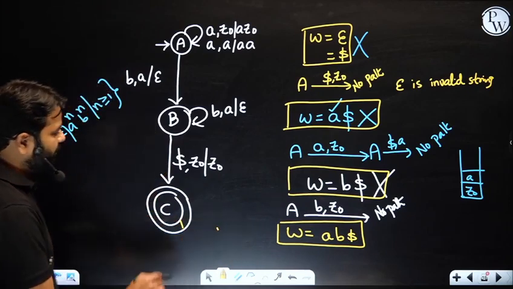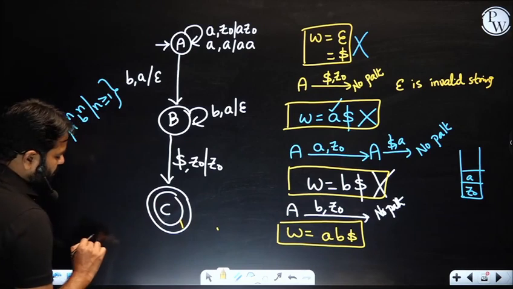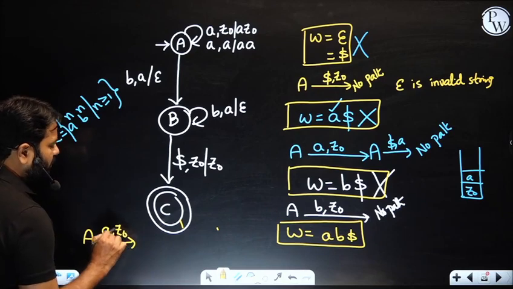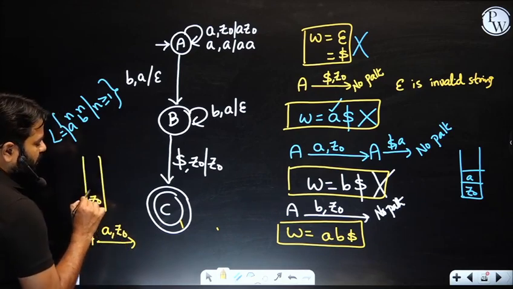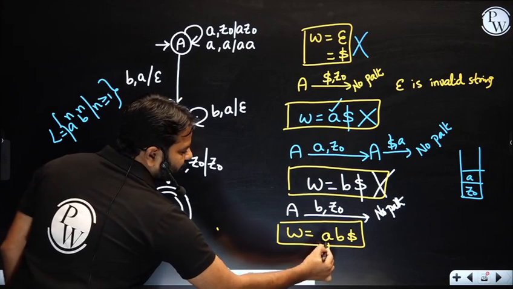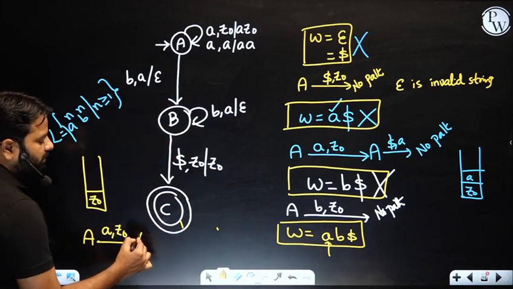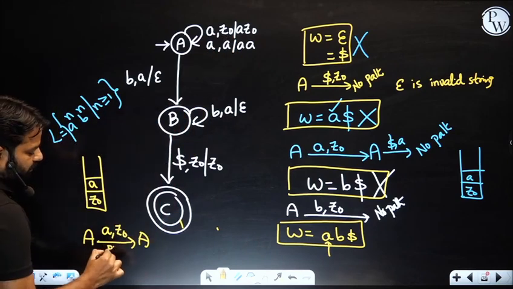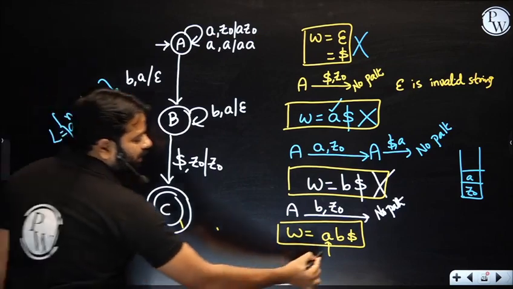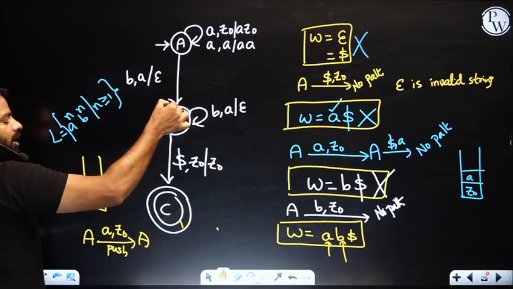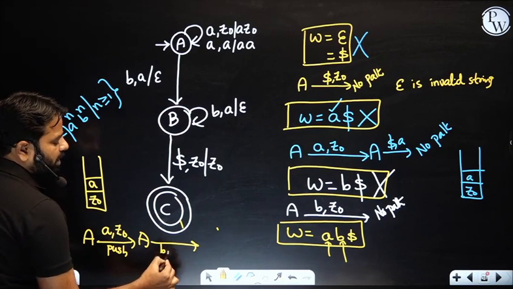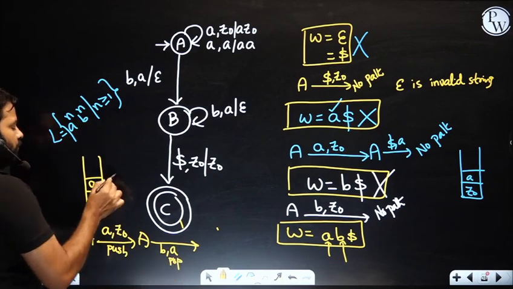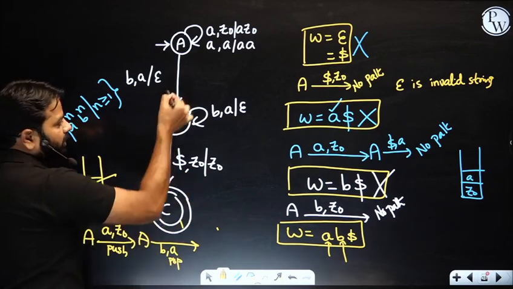So let me take the paths here. For this string, from the initial state, when you read A, the top of the stack is Z naught. So initially we have a Z naught, and I'm reading this right now. You will go to the same state, but you will push A. Then from A, the next symbol is B. That means I'll take this transition. How do I know that? The combination is B, comma A. What is that? You pop it. So we popped it, and then we went to B.